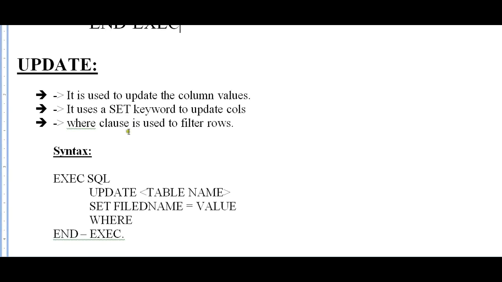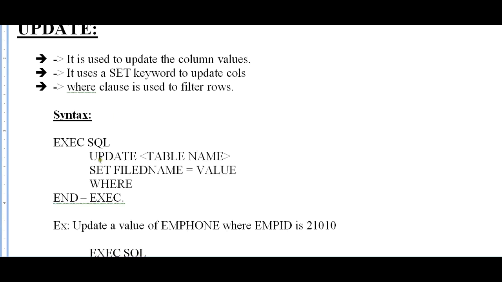Update is used to update the column values, and we use the SET keyword to update the columns. The WHERE clause is used to filter rows. This will be the syntax: EXEC SQL UPDATE table name SET field name equal to some value WHERE some condition. You have to use some condition over here, and based on the condition it will update the table.